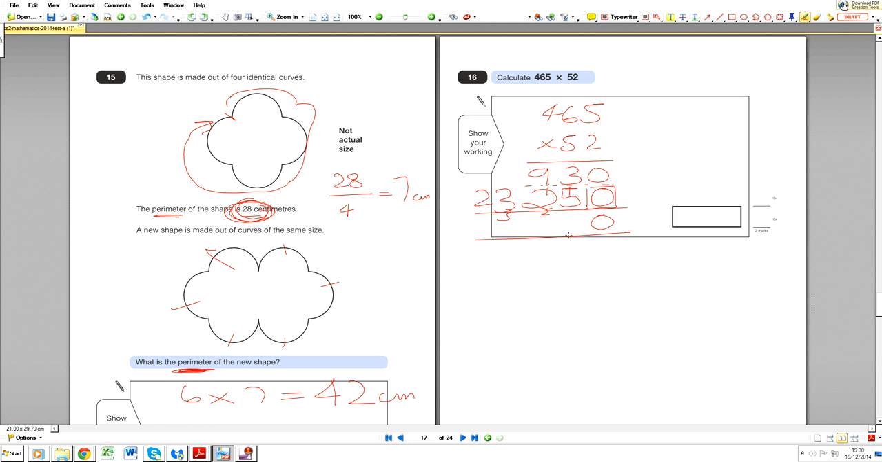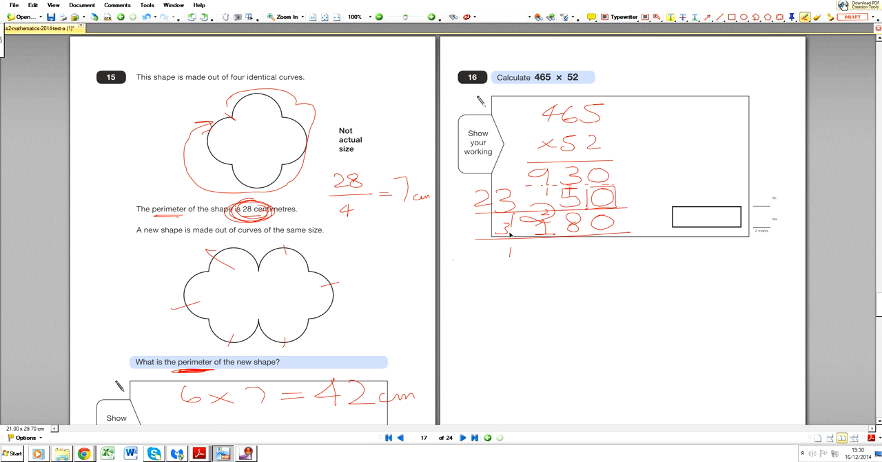0 add 0 is 0. 3 add 5 is 8. 9 add 2 is 11. 3 add the 1 is 4. Hang on a second, we've got some technical issues. Rebooting. So that gives us 4 over there.